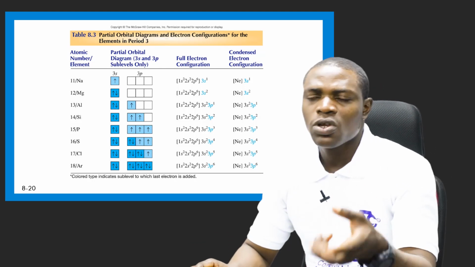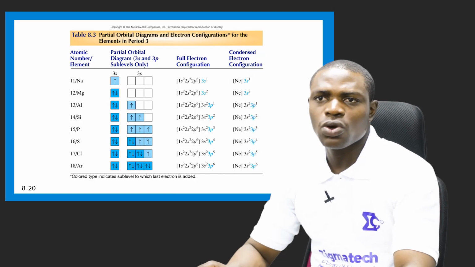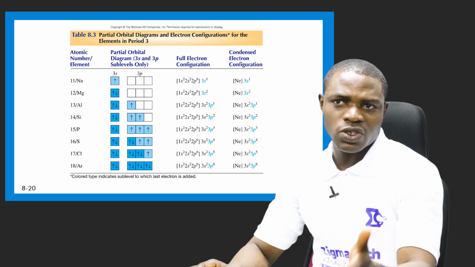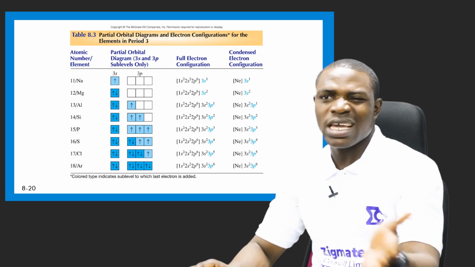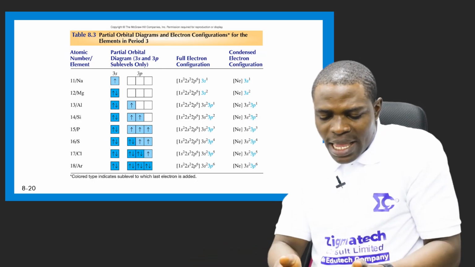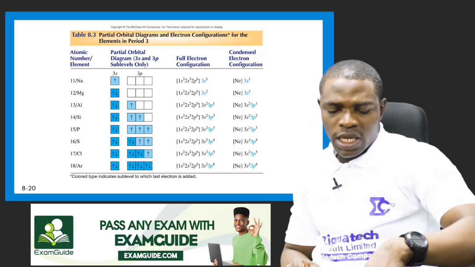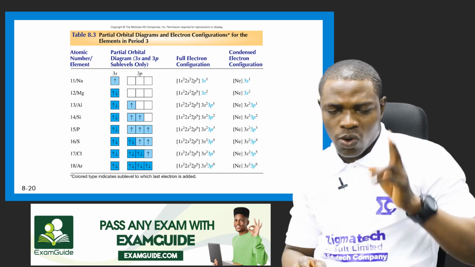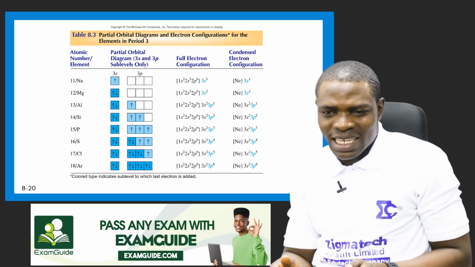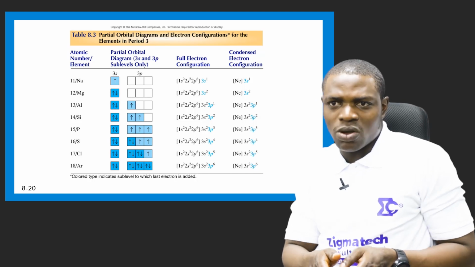So for sodium, sodium has atomic number 11. It means if you have graduated from 1s2, 2s2, 2p6, 3s1, that means in the 1s orbital you have 2 electrons, one going up, one coming down. In the 2s orbital you have 2 electrons, one going up, one coming down. In the 2p orbital you have 6 electrons, you have one in the first partition, one going up.